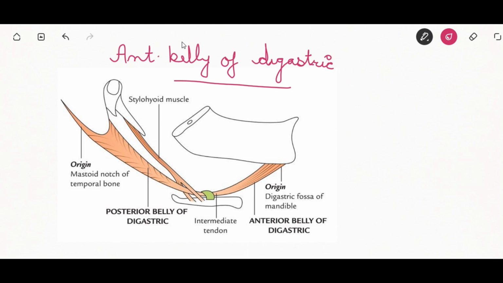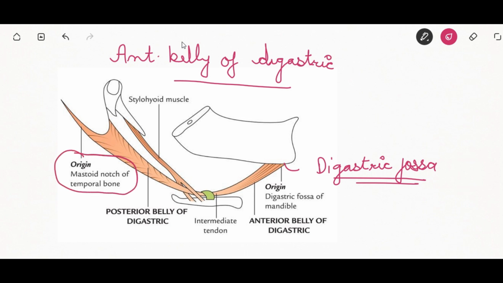The digastric muscle has two bellies, that is, the anterior belly and the posterior belly. The anterior belly originates from the digastric fossa of the mandible, whereas the posterior belly originates from the mastoid notch of the temporal bone.